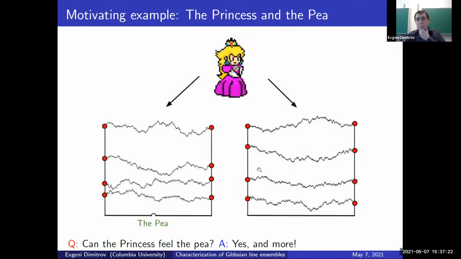And in fact, she can determine much more than this. By simply observing the top curve of this ensemble, she can determine the entire joint law of all curves together with the base. So in particular, she can tell if there's a pea or there isn't one.